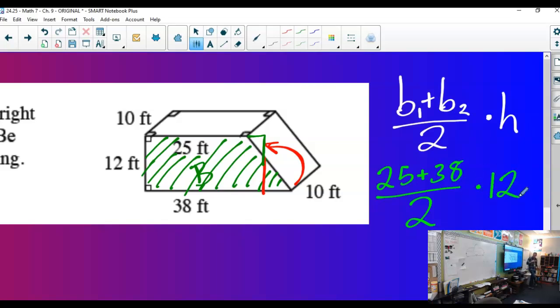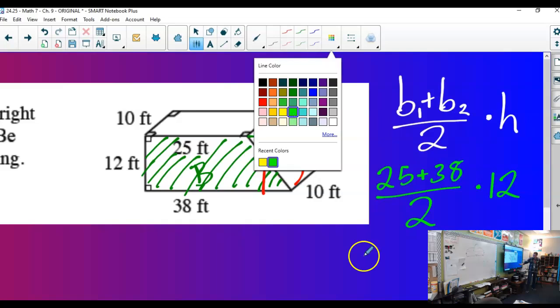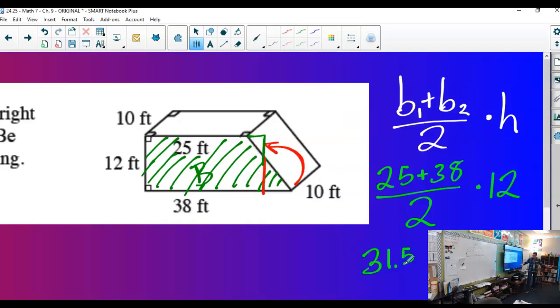So think this through with me. 25 plus 38, 63. Oh, that sucks, it's odd. 63 divided by 2? Oh, come on, you guys. Yeah, 31 and a half. So guys, imagine this top got longer to 31 and a half, and the bottom got shorter to 31 and a half. Now we made a rectangle.